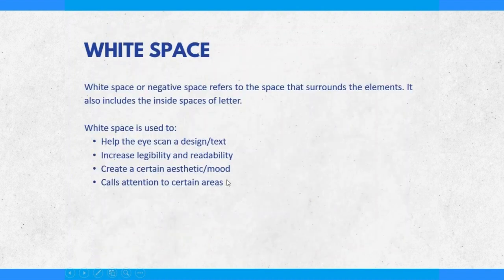Let's talk about white space. White space is also called negative space, and that is the space that surrounds the element. That could be the internal space or the external space of that particular element. And white space helps you to scan a design text easily. It increases the readability and legibility. It gives a sense of aesthetics to the design and helps call attention to certain areas. The fact that it is a white space does not mean that it has to be white. It can be any color. So the white space is not to denote the color of the space, just to denote that it is an empty space around that particular element.